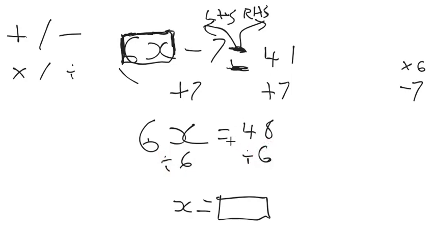Alright, so 48 divided by 6 will equal 6x divided by 6. 6x divided by 6 is x, because they cancel out there. That's why we divided by 6, to get rid of the 6, because we just want x. And then we're going to work out 48 divided by 6. 8. X is 8. Marvellous.